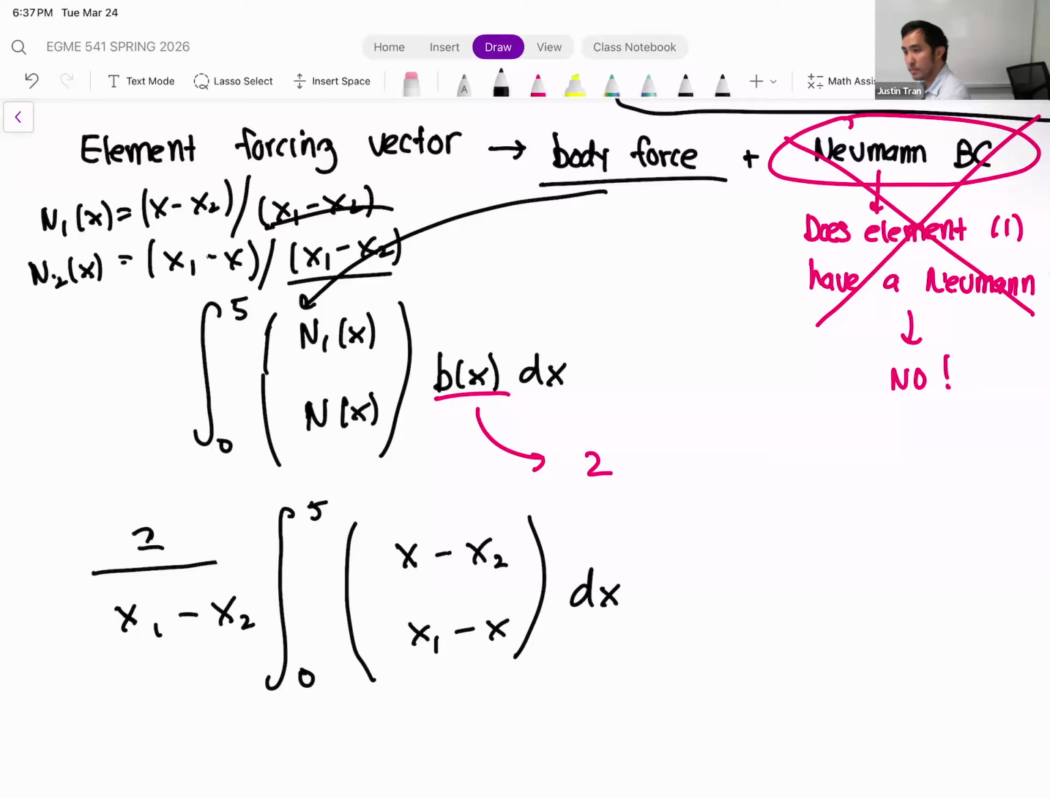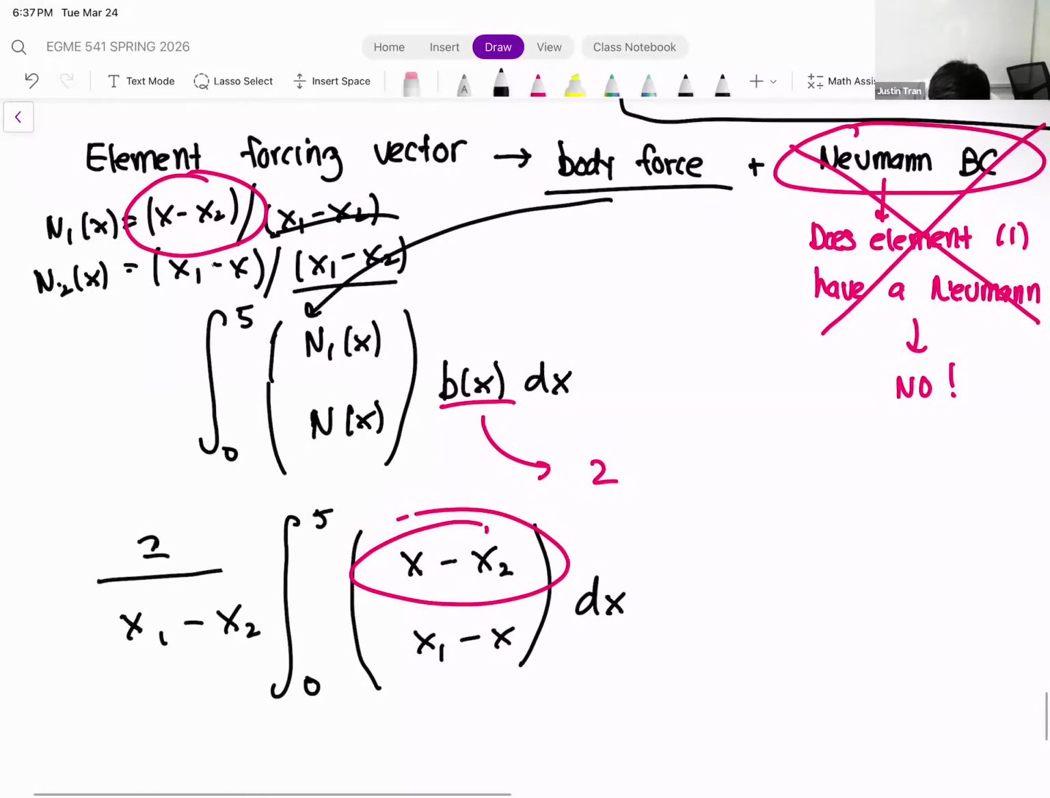Question? Should N2 be on the first integral? N1 is on the first integral. That should be N2, right? So N1 is x minus x2, this one right here. Above that. Oh, yes. Oh, thank you. Yes, this should be N2. Yep.